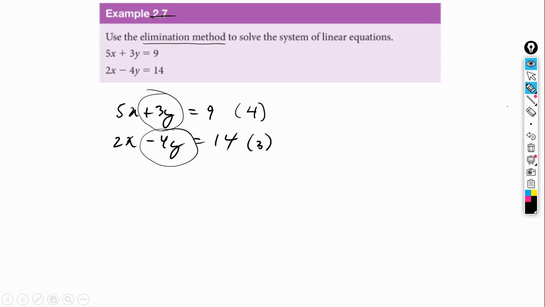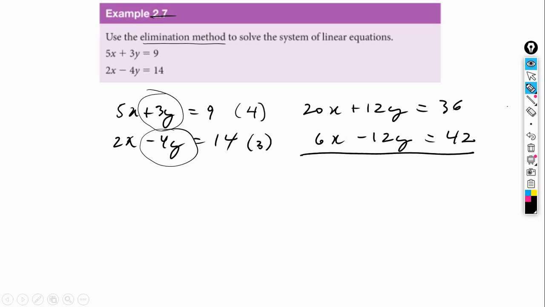So if you multiply an equation, you have to multiply every single term in it and both sides of the equality, right? So 4 times 5 is 20, so 20x plus 12y is equal to 9 times 4, which is 36. Then multiply by 3. 3 times 2 is 6. So 6x minus 12y is equal to 3 times 14, which is 42. So now we have the situation we wanted.